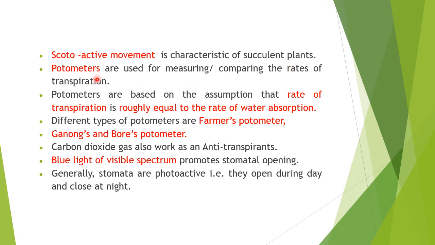So transpiration can be measured with the help of certain measuring instruments. They are called potometers. They are used to measure the transpiration, and potometers are based on the assumption that rate of transpiration is roughly equal to the rate of water absorption. Different types of potometers are Farmer's potometer, Ganong's and Bohr's potometer.